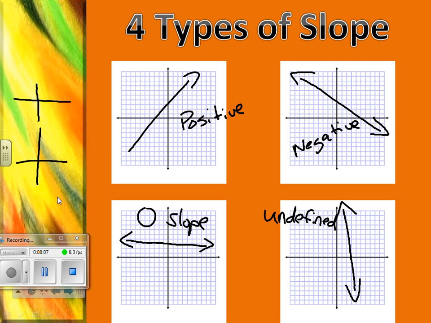This one, undefined, means it has no definition. You can't even describe it because there's not even a hill there. It's just like a cliff. You'd be free falling. So that's how I remember it: you can't ski it, you can't define it, you can't describe it, it is undefined. Okay? So those are your 4 types of slope. Any questions about those?